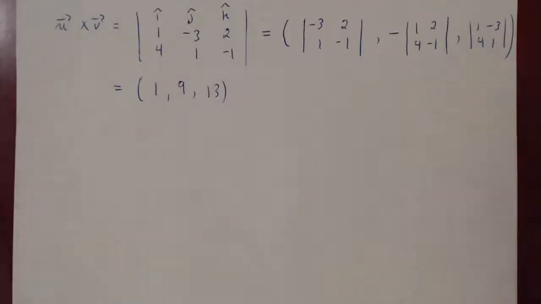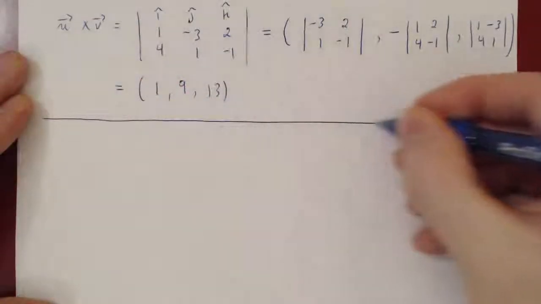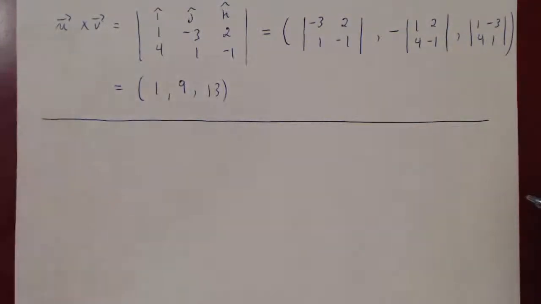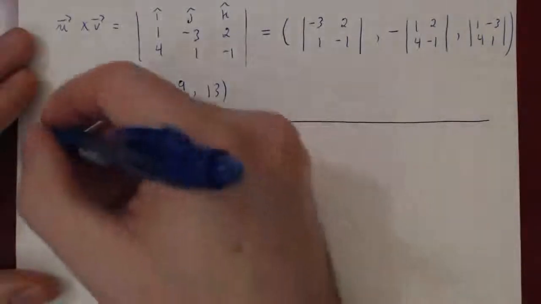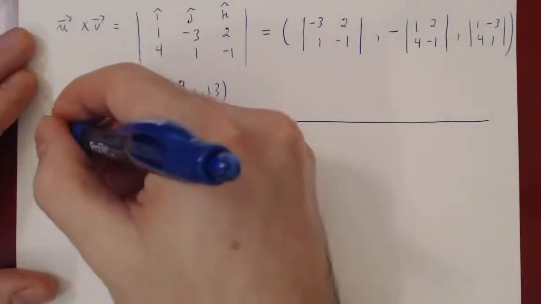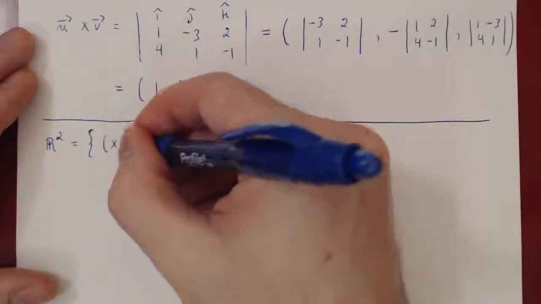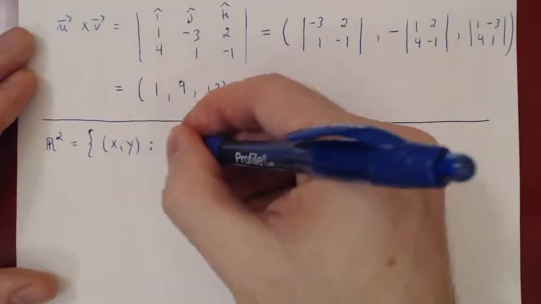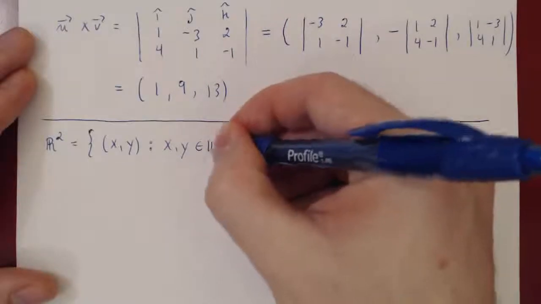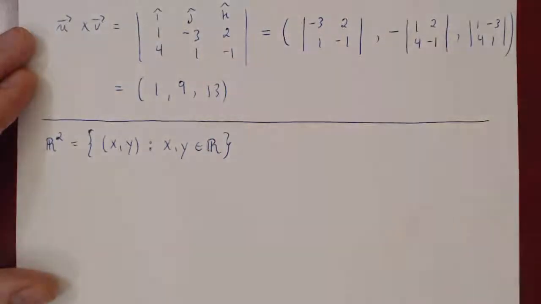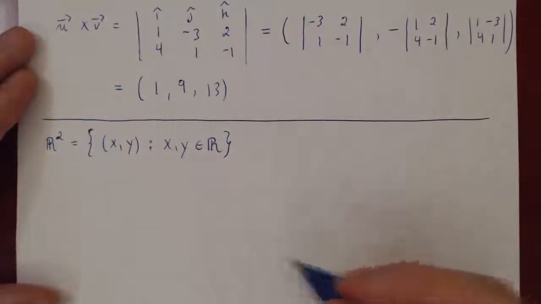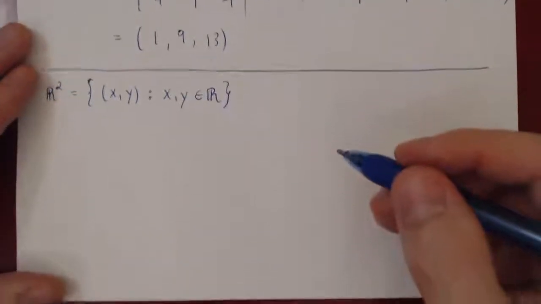Let's recall what R2 is and what R3 is. And you'll see with a simple observation, we will then extend the cross product to also vectors in the 2-dimensional plane. R2 is the set of vectors with 2 components, x, y, where x and y are arbitrary real numbers. R3, you can visualize as the 3-dimensional space.